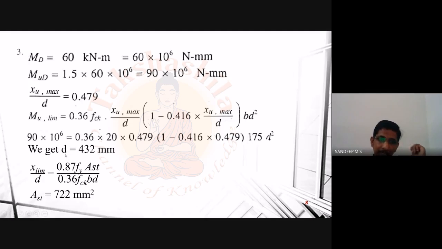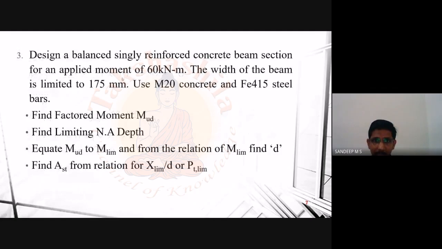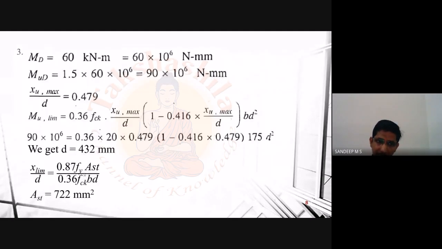Here, after this calculation, we are obtaining 432 millimeters. Once you get this value, in the next stage we use the relation corresponding to a balanced section. There is a reason for that. In the question, if you remember, we are supposed to design this section as a balanced section. So Ast is calculated using this relation, that is x limit by d is equal to 0.87 fy Ast by 0.36 fck b d.